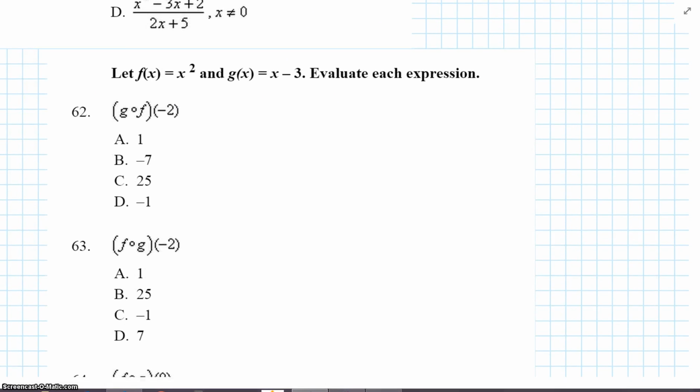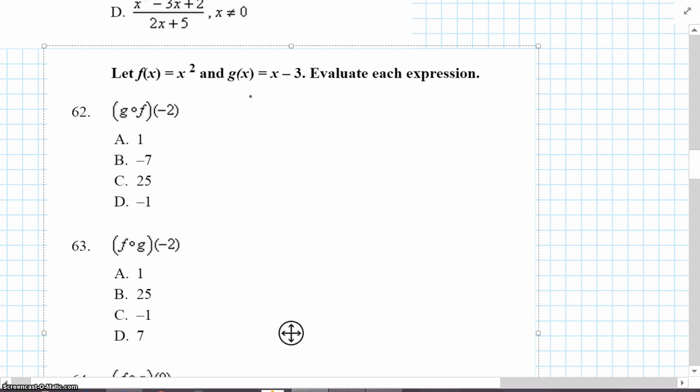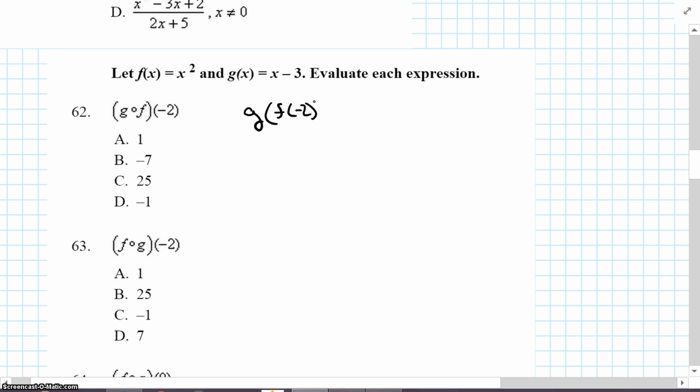62. Okay, we got new functions now. Let f of x equal x squared and g of x equal x minus 3. It wants to know the g of f of negative 2. You see how I drew that. Work inside out. First we want to worry about f of negative 2, which is x squared. So f of negative 2 would be negative 2 squared, which is 4.